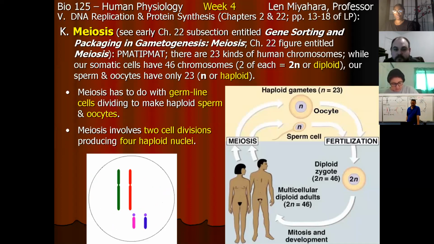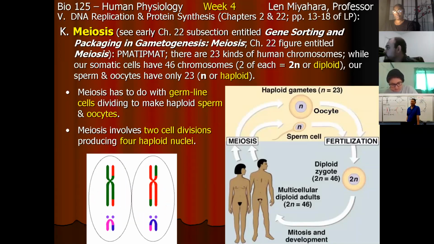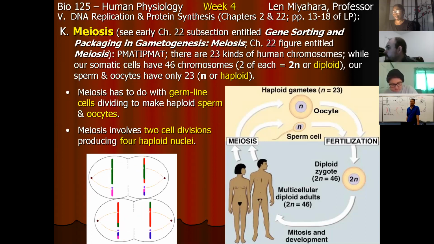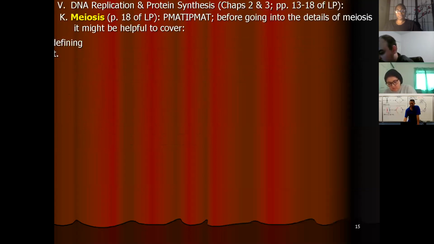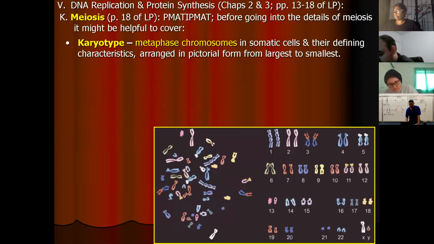Especially for the second bullet, I might write next to the second bullet, males only. This is male meiosis. Okay, and here's the karyotype, and look at it. This is a picture of metaphase chromosomes. Why? They are maximally condensed. Okay, and they're arranged from largest to smallest, chromosome number 1 being the biggest.